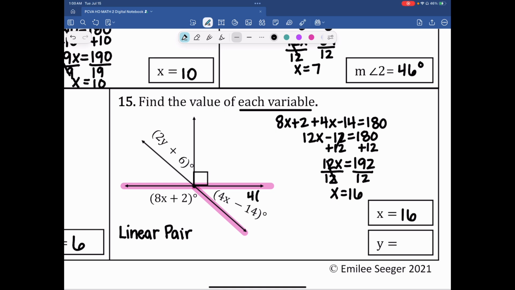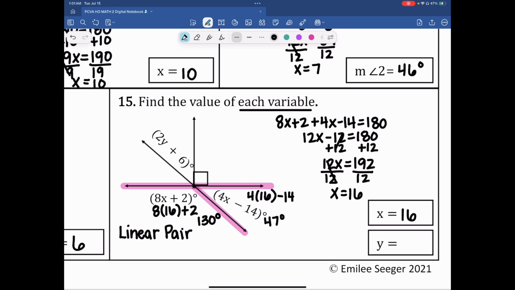So if I substitute here and I say 4 times 16 and I subtract 14, so that's going to give me 4 times 16 minus 17. So we know that this angle is 47 degrees. All right, so then for this one, I have 8 times 16 plus 2. So we have 8 times 16, that's 128 plus 2. So we now know that this one is 130 degrees.